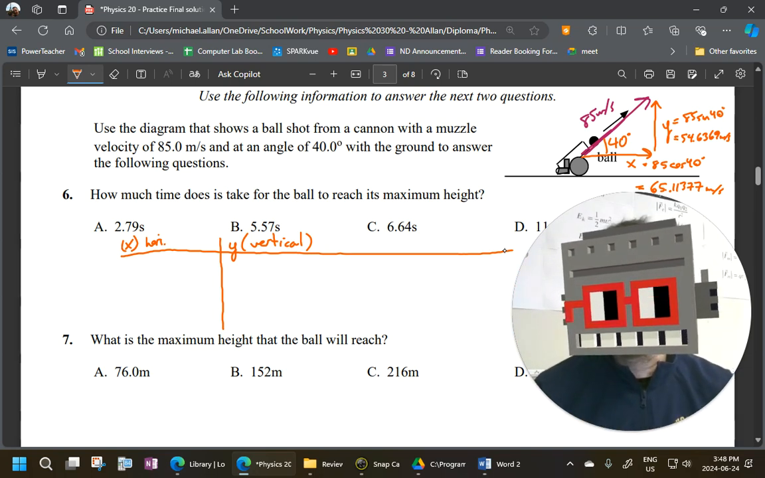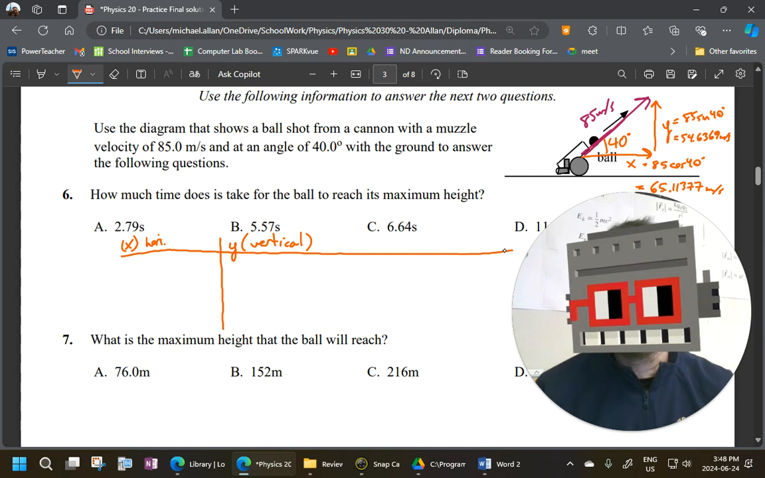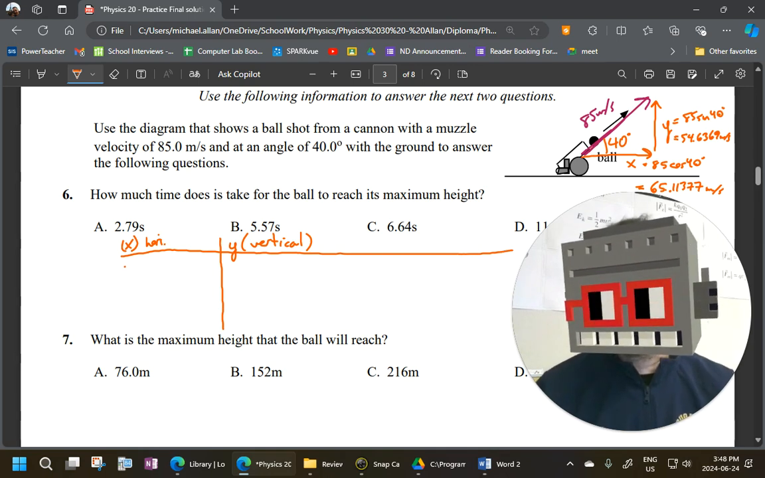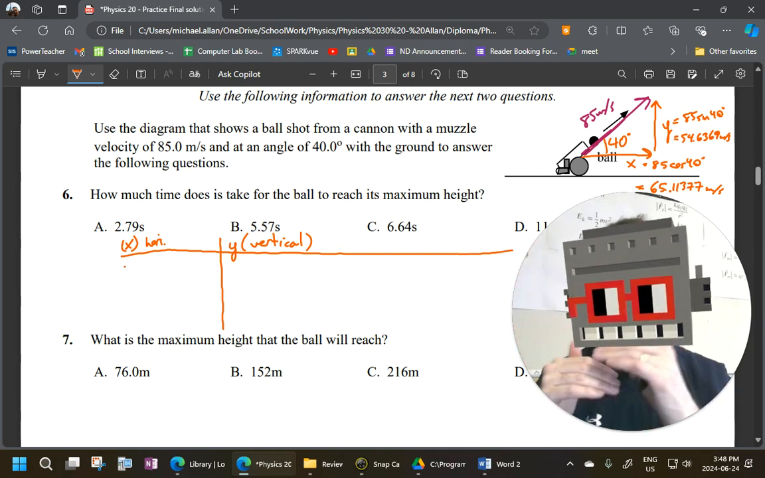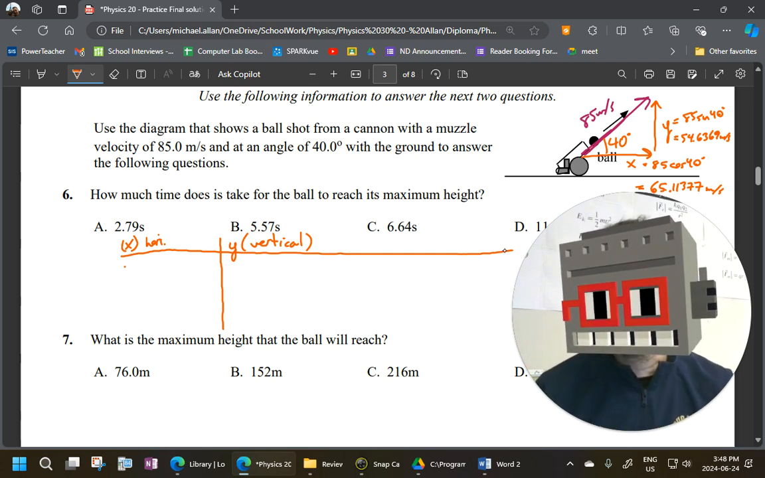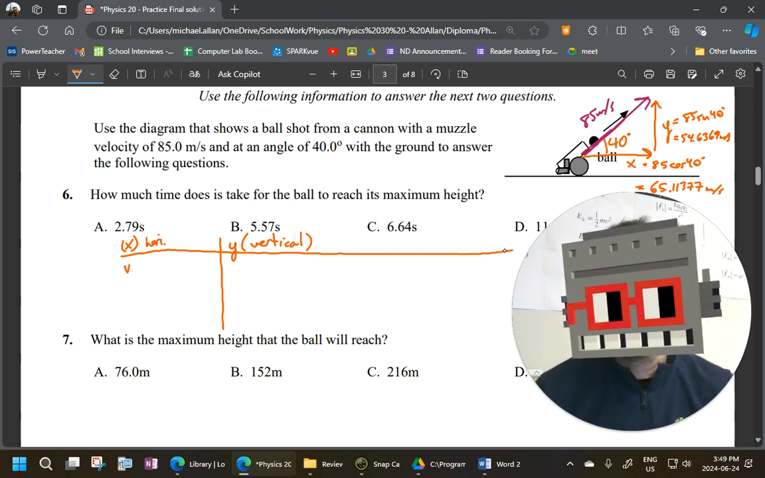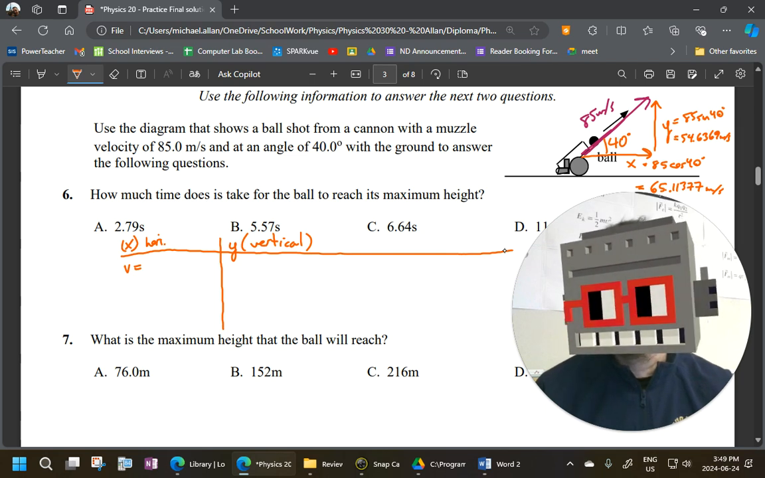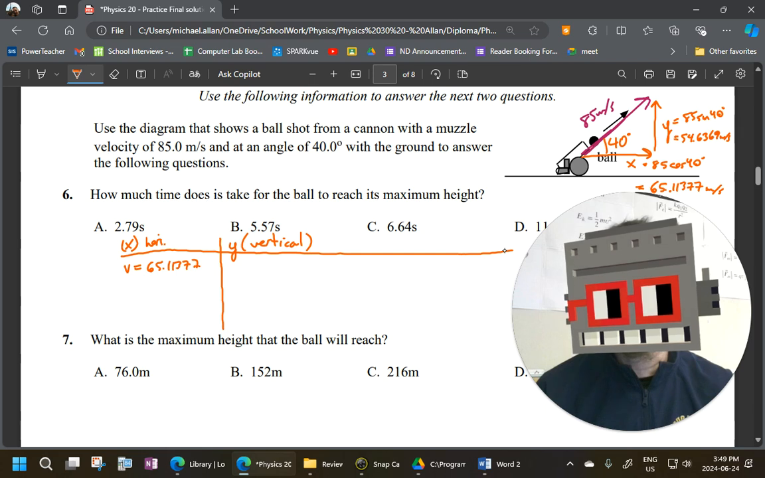In the horizontal direction, acceleration is equal to 0, because the force is up and down, not side to side, so nothing is affecting the speed this way. There's no acceleration, no change of velocity. So I only have one average speed, which is 65.11377 meters per second. And remember, the only formula I'm allowed to use on this side, because there is no acceleration, is v is equal to d over t.